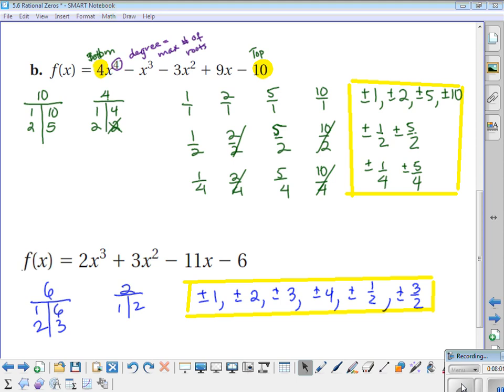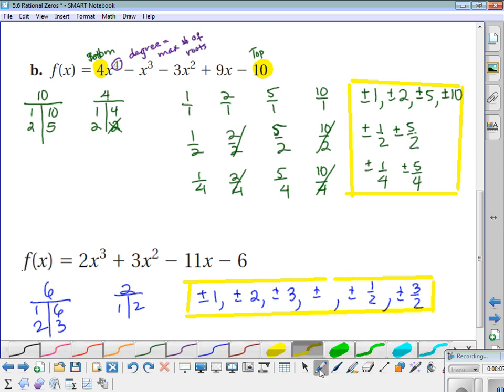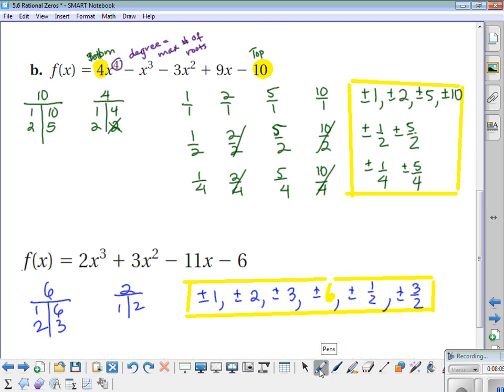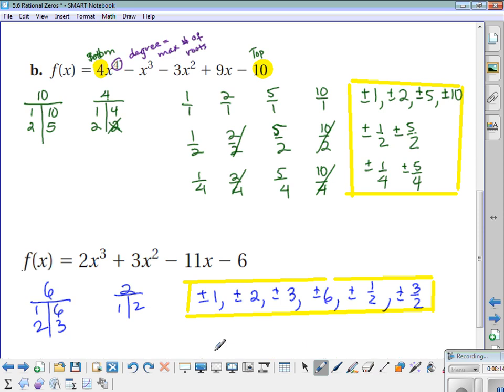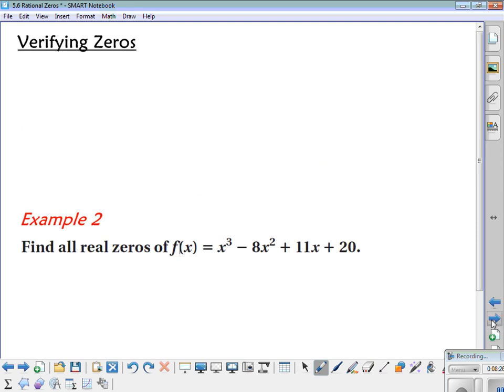Okay, so you should have gotten plus or minus 1, plus or minus 2, plus or minus 3, and not 4. That should be 6. My bad. Plus or minus 6. Ah, wrong pen. Plus or minus 1/2, and plus or minus 3/2. Questions about where those numbers came from? Nope. Okay. All right, so now that we have a way to find possible zeros, we can go through and figure out which ones actually are the zeros.